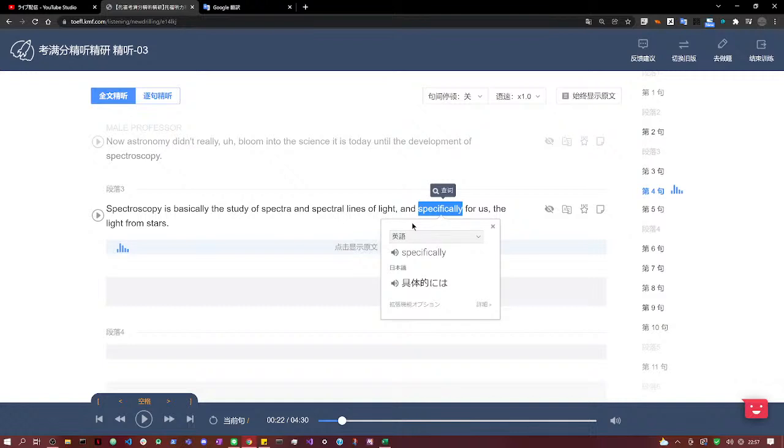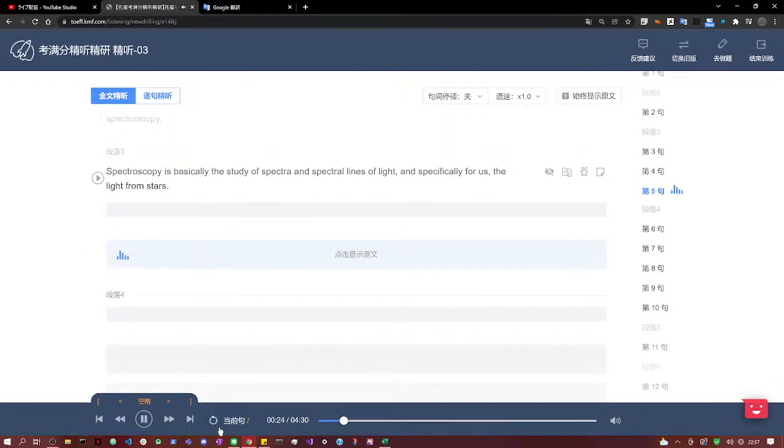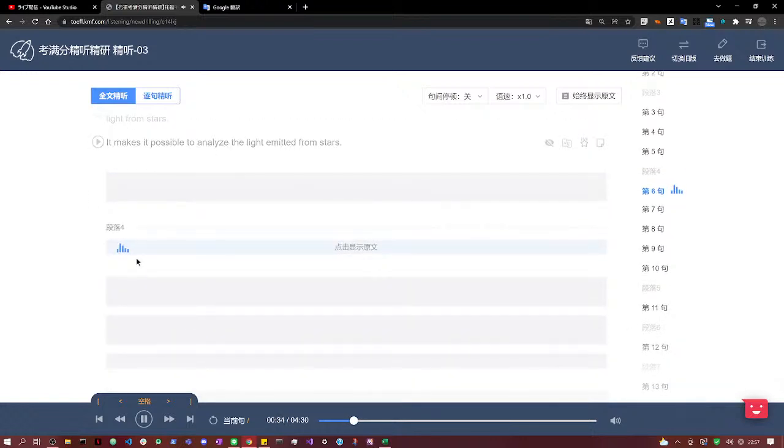Specifically for us, the light from stars, okay? It makes it possible to analyze the light emitted from stars. When you analyze this light, you can figure out their distance from the Earth and identify what they're made of. Determine their chemical composition. Before we get into that, though, it's probably a good thing to back up a bit.